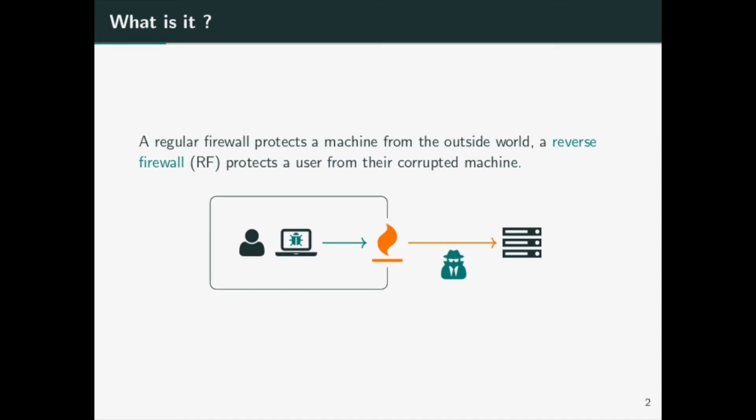As we see on the illustration, if there is a reverse firewall sitting between the internet and the computer, that reverse firewall will be able to randomize or re-randomize the outgoing traffic, and this way the adversary cannot deduce anything.